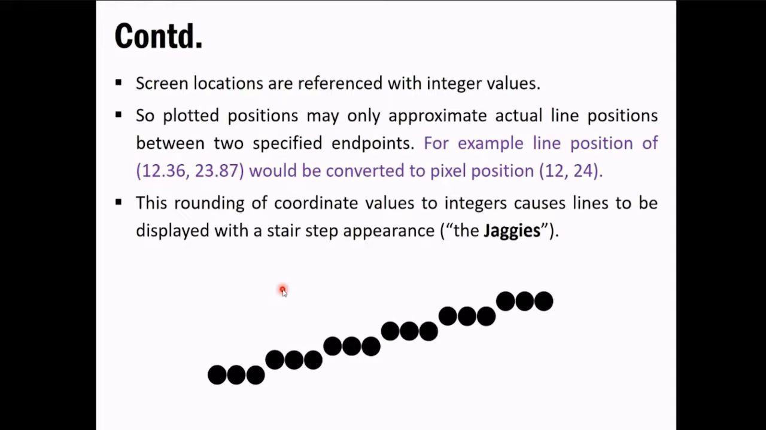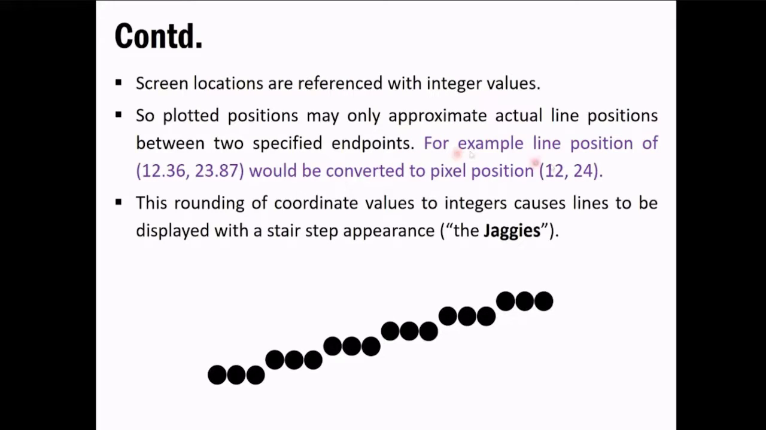One important thing in the computer graphics subject is that screen locations are recorded with integer values. As we have seen just now, that point P contains 3 and 2 information that we were having in integer values. By this integer value we will be able to refer to a particular screen position. The plotted position may only approximate the actual line position between two specified endpoints.